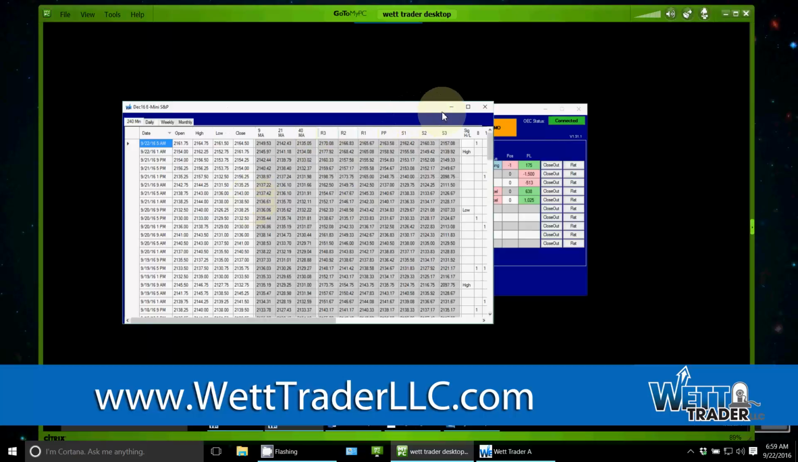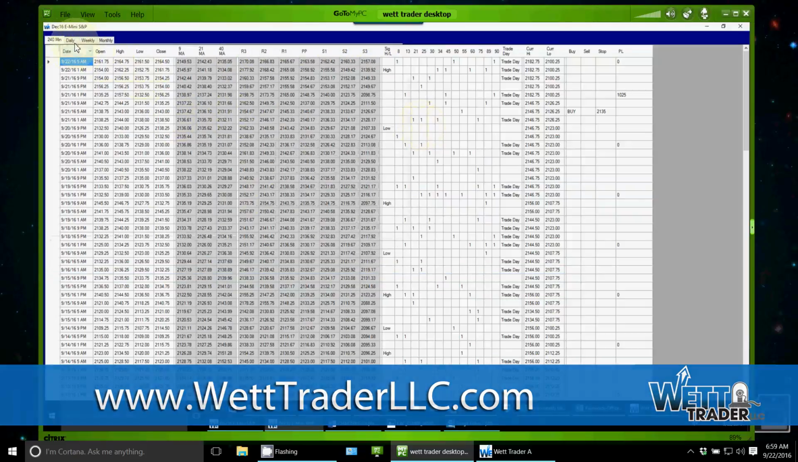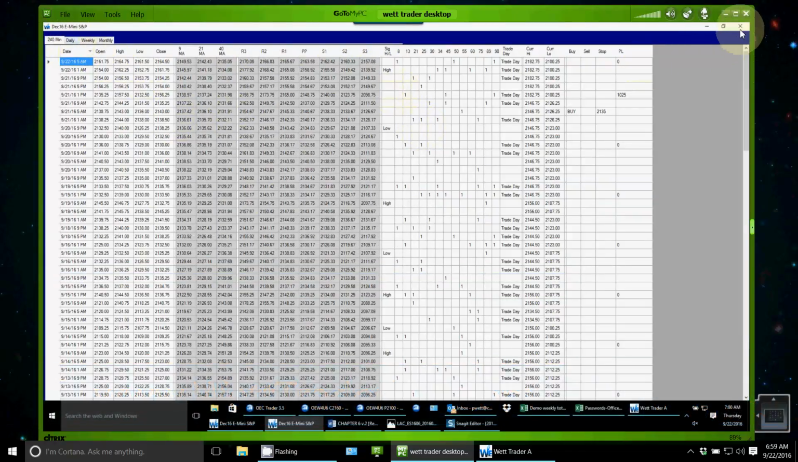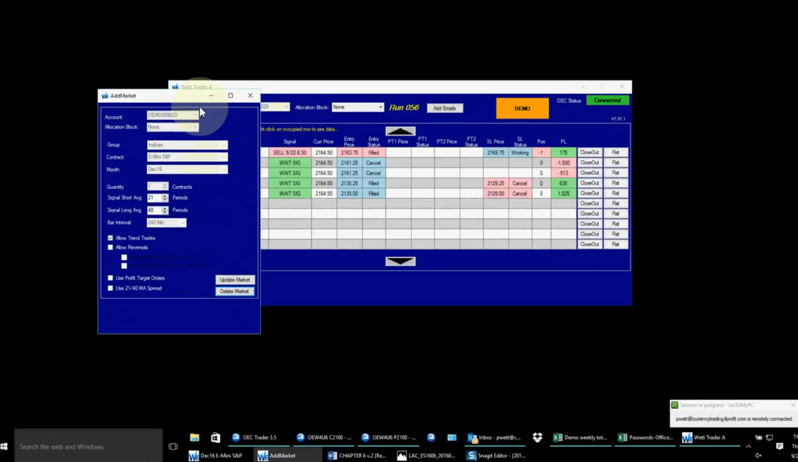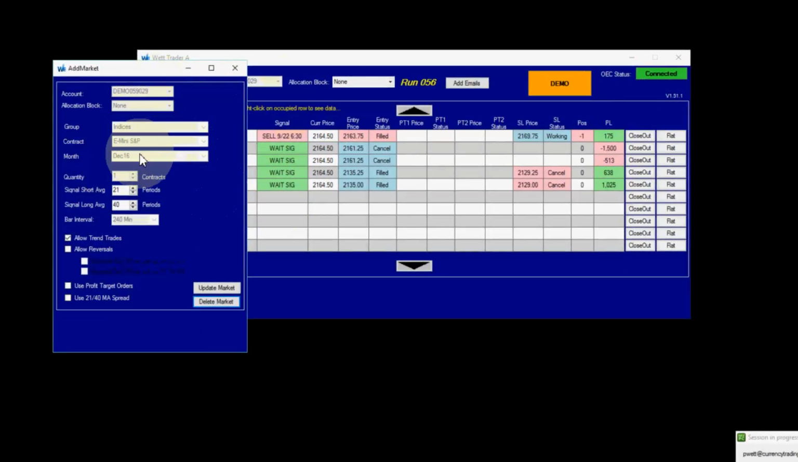www.wetttraderllc.com gives you all the data right here. Point and click. If you just click, you see how I did that. I know I go fast a lot because I love it so much. This is how you add a market. Real simple. You just add your market. You add your position. You just change your moving average. You want long or short. That's it. If you want trends or you want reversals, that's it.